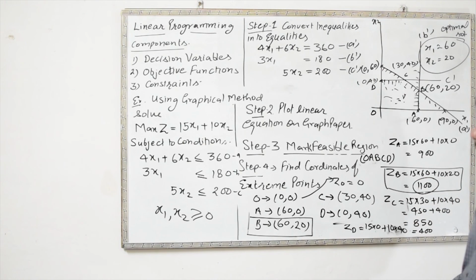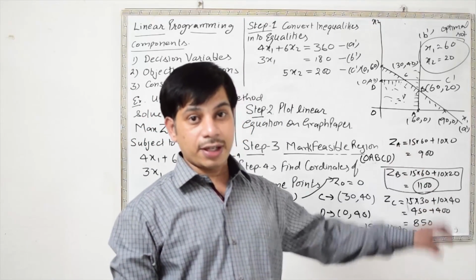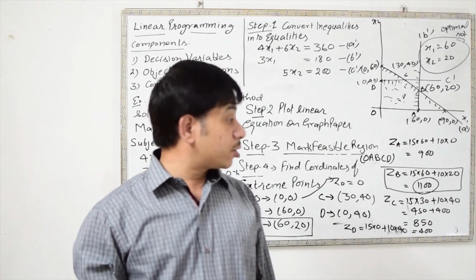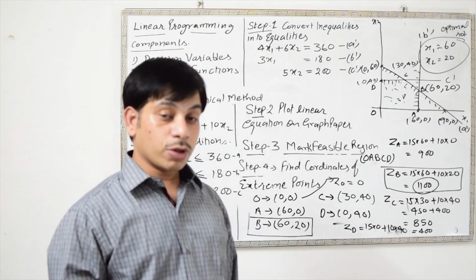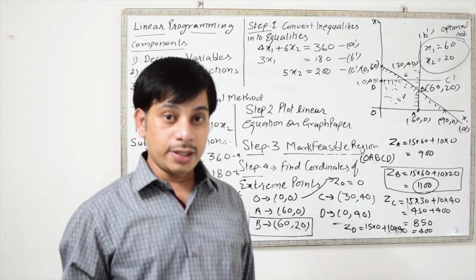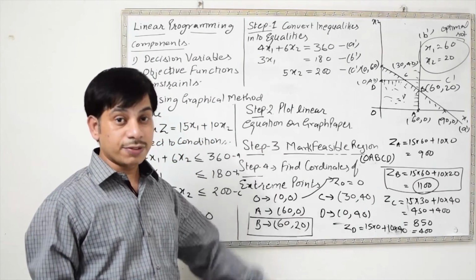So this is how we can solve a linear programming problem using the graphical method. In our next lecture, we will discuss some more problems concerning linear programming, and they will be solved by the graphical method with different sets of constraints and different objective functions.